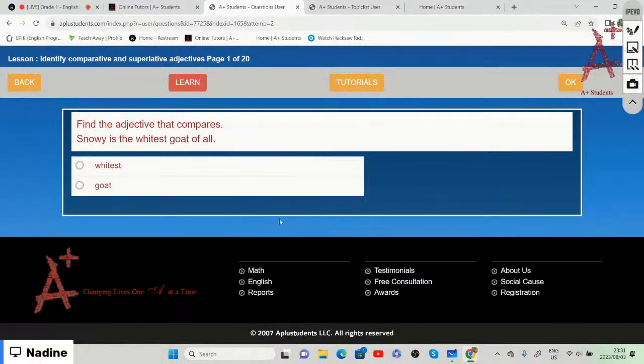All right, so if we select the adjective that compares, then we can say it is whitest, right? Which means that Snowy is the whitest goat of all the other goats, right? He's compared to more than two other goats, and we call that a superlative adjective that ends in est. So whitest, right? Not goat. The goat is not the adjective that compares, but whitest is.